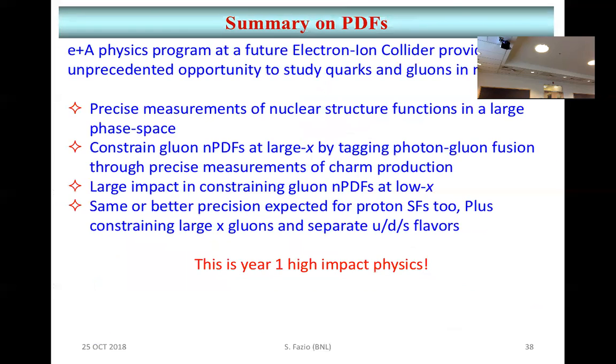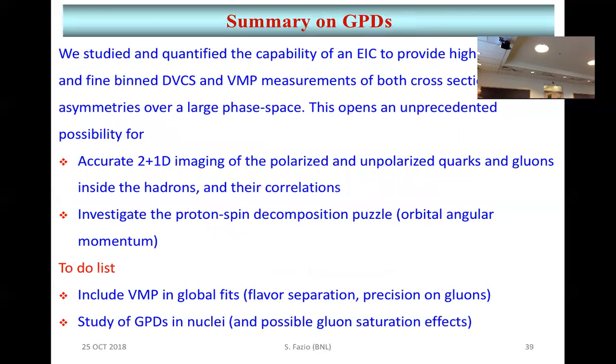I will just leave the summary here maybe. Just want to point out that for the PDFs, this is really systematically challenged. So this will be a very high impact year one physics. So we don't really need to collect much statistics for the nuclear PDFs. What we need to understand is our detector. And for the GPDs, there is a study done in the DVCS, and what we need to do now is to do vector mesons and study GPDs.